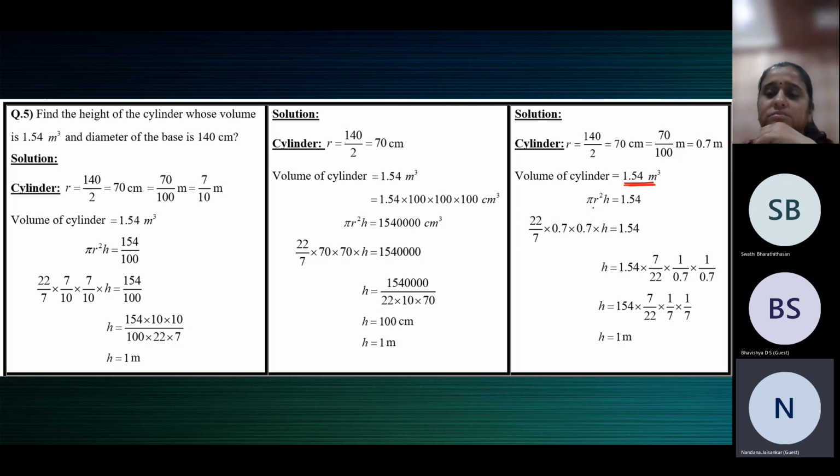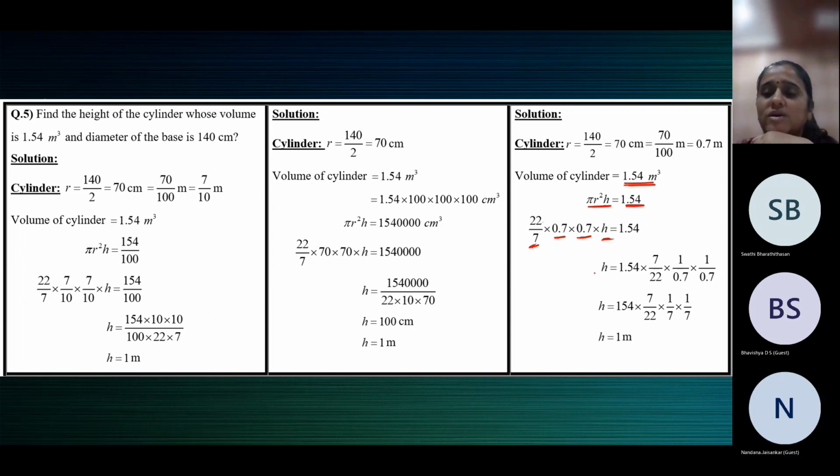And we should substitute, ma'am, pi r squared h. We should substitute pi is equal to 22 by 7 into r is 0.7, ma'am. We should do 2 times. Into h, we don't know, ma'am. We should keep it aside, ma'am. And except h, we need to transpose pi and r squared to the right side, ma'am, so that all the numerators will come down and all the denominators go up, ma'am.